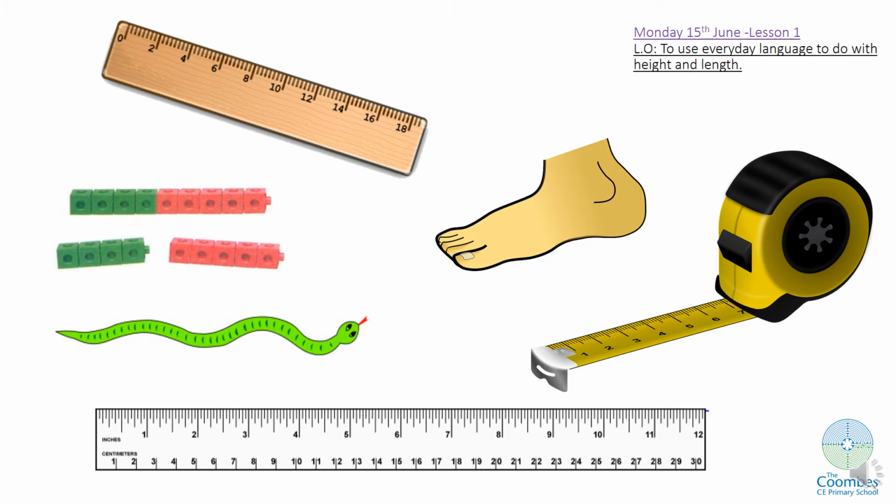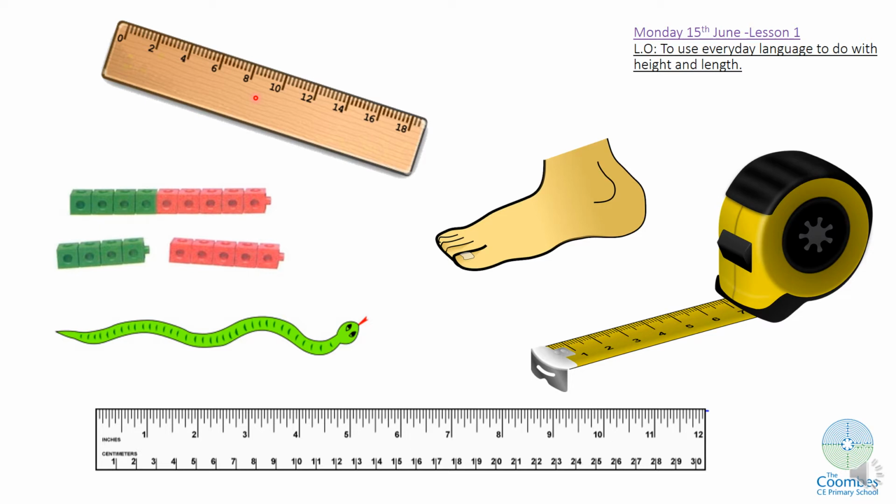So on the screen here, I've got different things that we can use to measure. So in reception, we focus on learning how to measure things first, and then when you go into year 1, you learn how to use a ruler or a measuring tool accurately. So I'm going to show you some of the things that we would use if we were in the classroom. The obvious one is a ruler. So we have them and they help us to draw straight lines, but they also have these measurements on. The ones in the classroom that we use a lot are called centimetres.